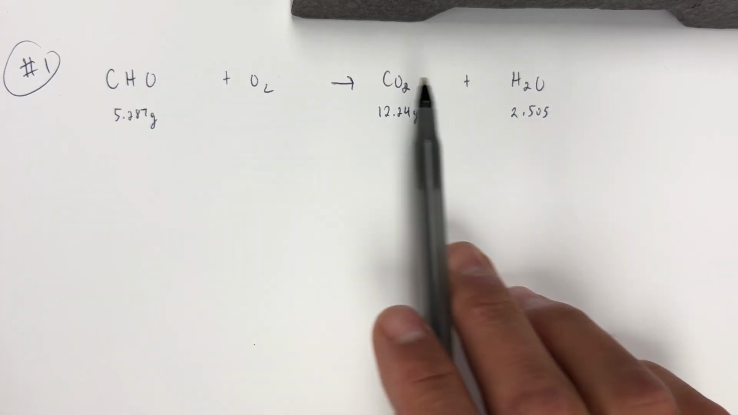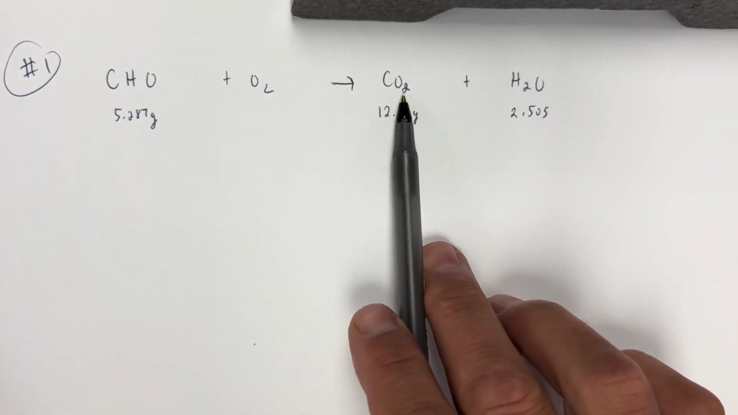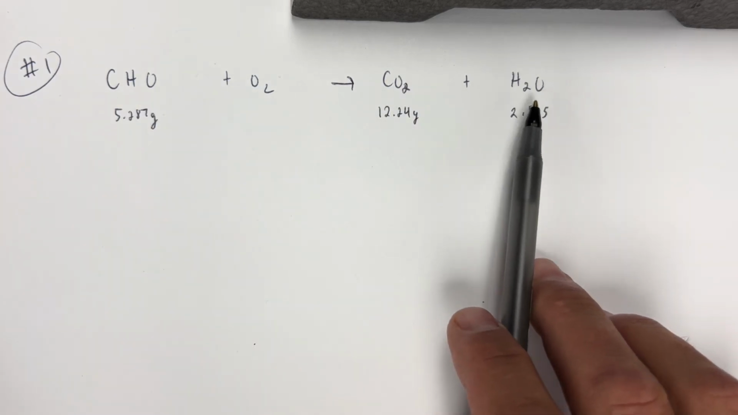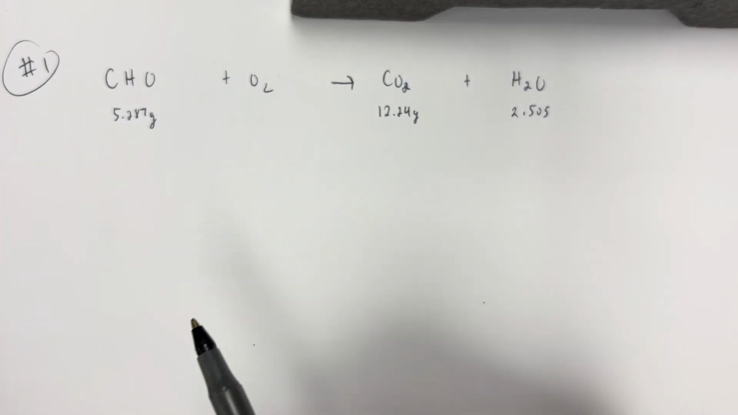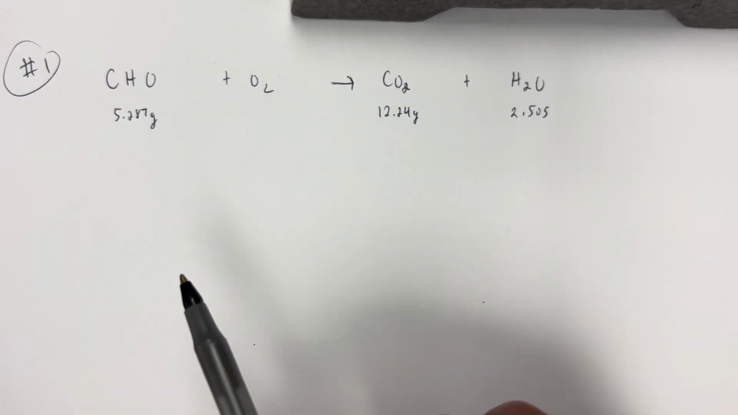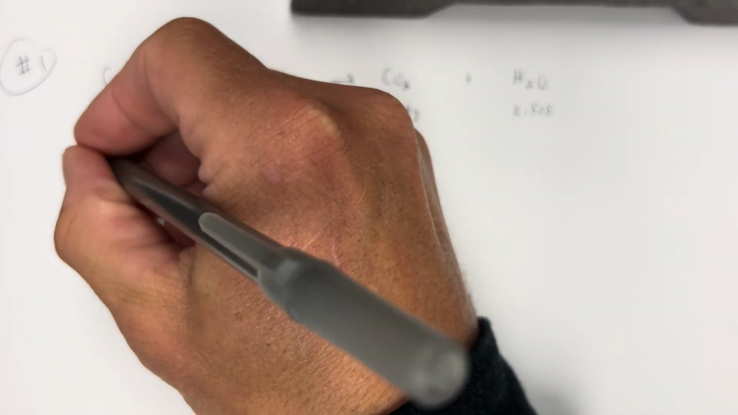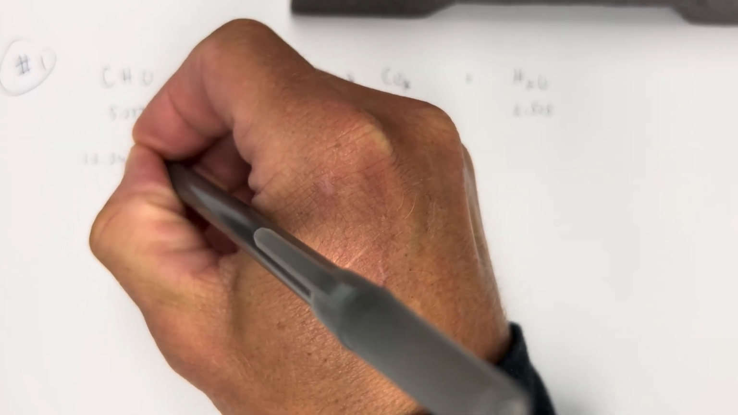All of the hydrogen from this is in that. So you need to figure out how much carbon's in this, same as the carbon in that. How much hydrogen's in this, same as hydrogen in that. Then we can get oxygen, get our stuff from there. So we have 12.24 grams of carbon dioxide.